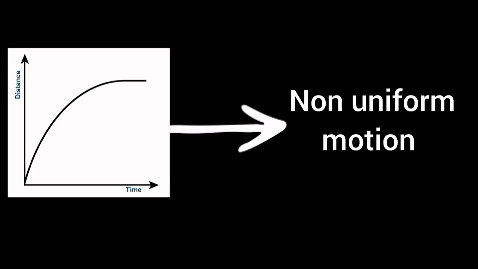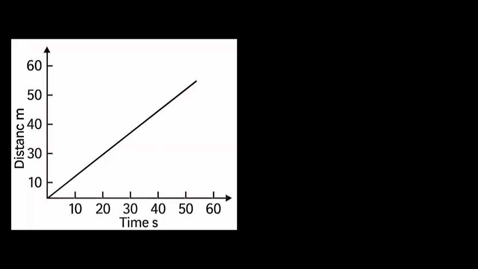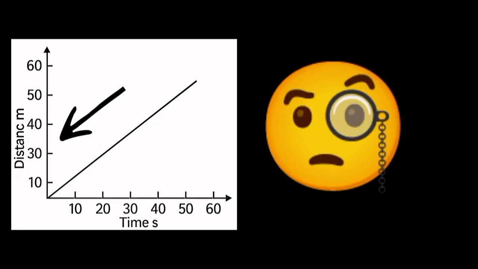If there would be curves in the slopes, then it would be non-uniform motion. Slope parallel to the x-axis means the distance is not increasing, a stationary object. In simple words, this graph shows motion, by telling that by the time if the distance is increasing or not.